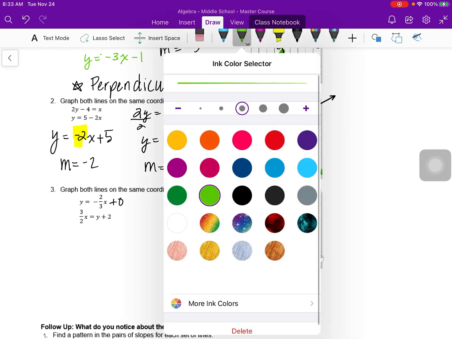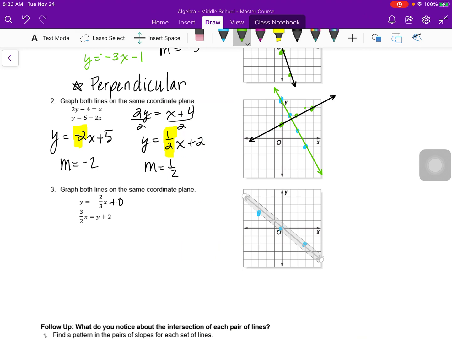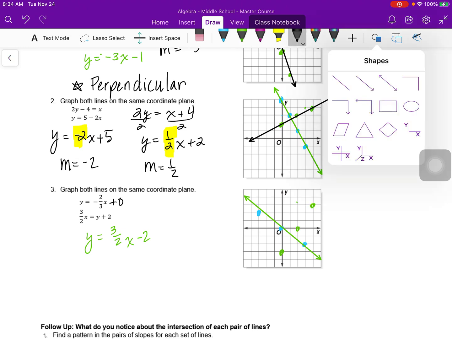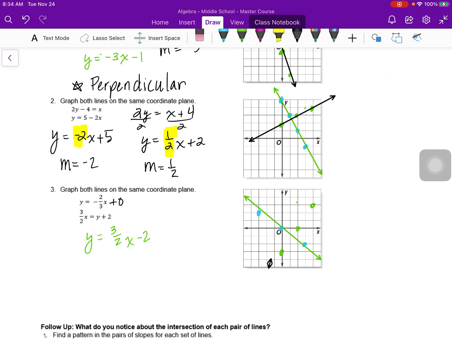Okay, so let's take a look at our second equation. This one, I'm going to subtract 2 from both sides. So in slope-intercept form, it's going to say y equals 3/2 x minus 2. So when I plot this one, I start at -2. I go up 3 over 2, up 3 over 2. I'm going to grab my line tool and graph that line.